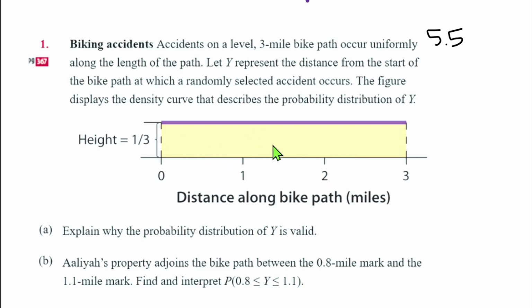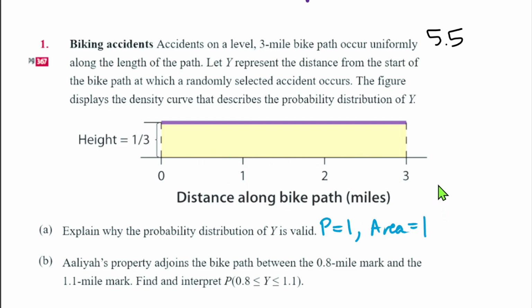Now, this is actually not realistic, because on most bike paths there are probably some places where an accident is much more likely. But let's assume it's a perfectly straight bike path and the chance of an accident is the same everywhere along the 3 miles. So, jumping right to the question, why is the probability valid? For a probability to be valid, remember that the sum of probabilities must equal 1. That means the area under the density curve must be 1, and so you have to prove that the area is 1.